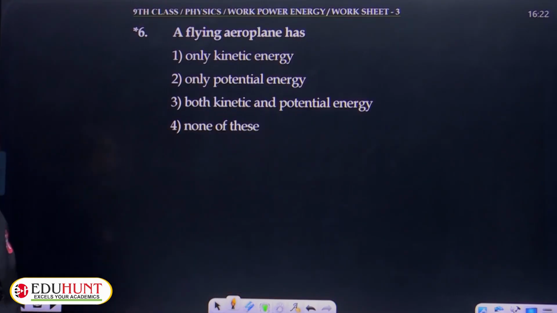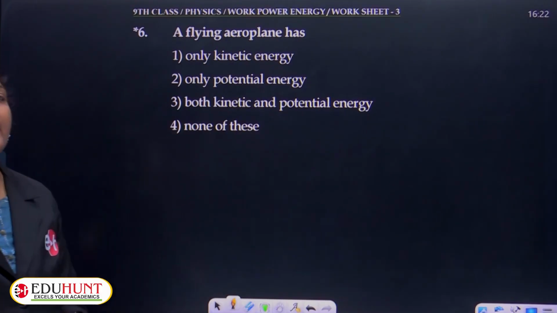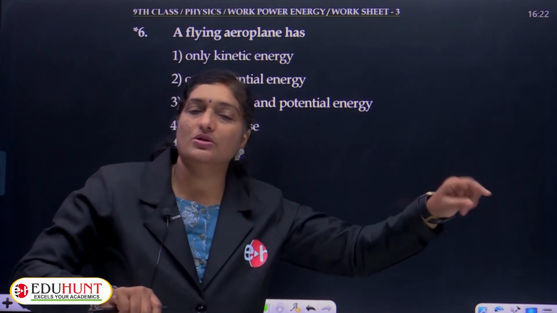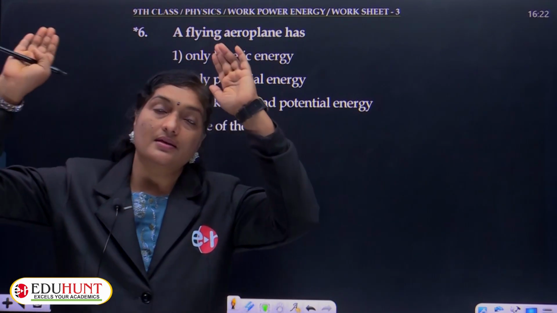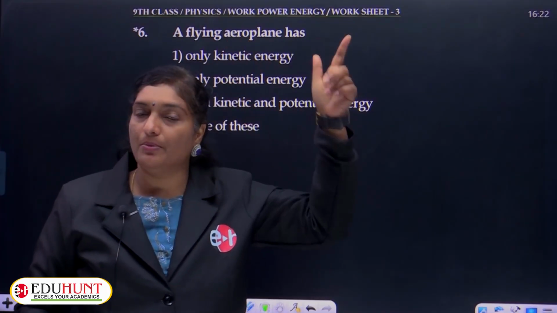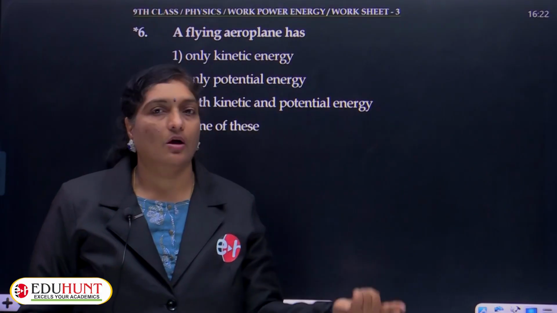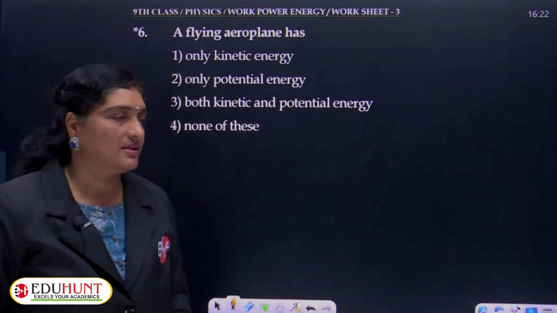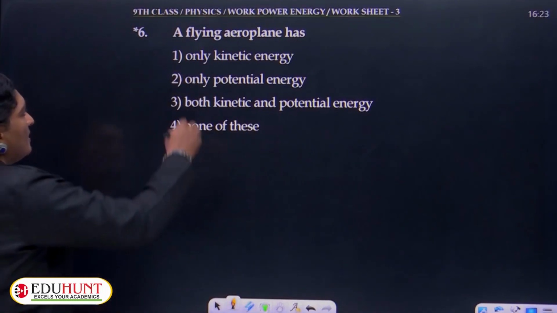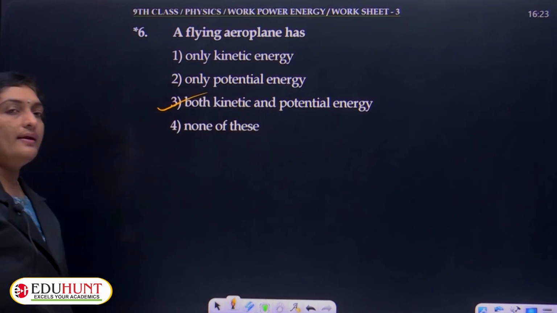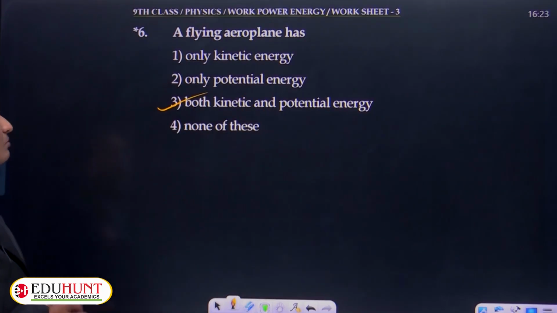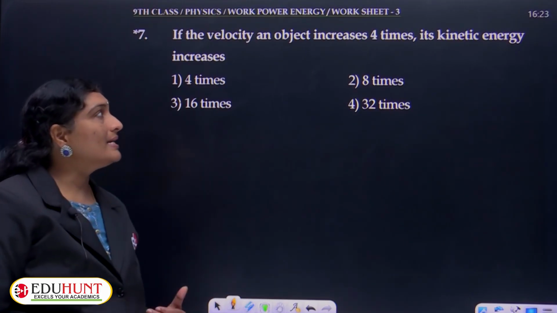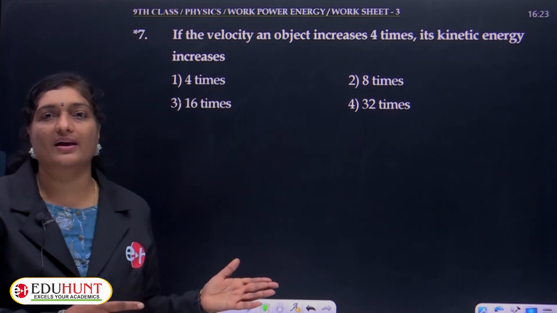So moving with the next question, sixth one, a flying aeroplane has, what does a flying aeroplane have? Flying aeroplane, because it is in motion, it possesses kinetic energy. It flies at a certain height, at a certain position from the ground, so it also possesses potential energy. So two types of energies it possesses, potential energy as well as kinetic energy. So where is the correct answer? It has both the kinetic and potential energy. So now moving with the next question, seventh one. If the velocity of an object increases 4 times, what happens to the velocity?